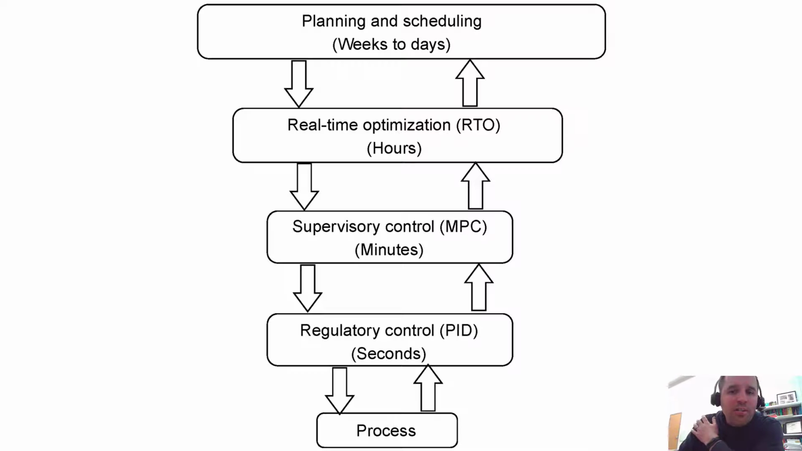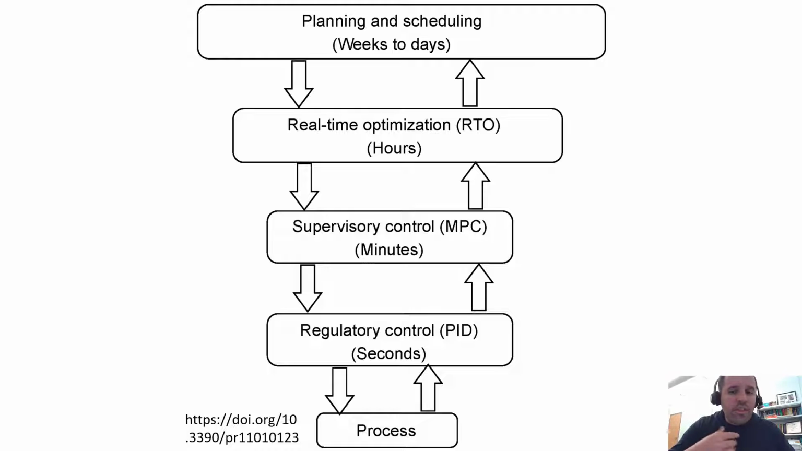So I'm going to start off by talking about communication between various layers of intelligent operations in a system. At the very bottom layer, you have your process. So this is the actual hardware. It could be the chemical reactor, the valves, separation units. That is controlled by a regulatory control system. So we've been learning about PID control.